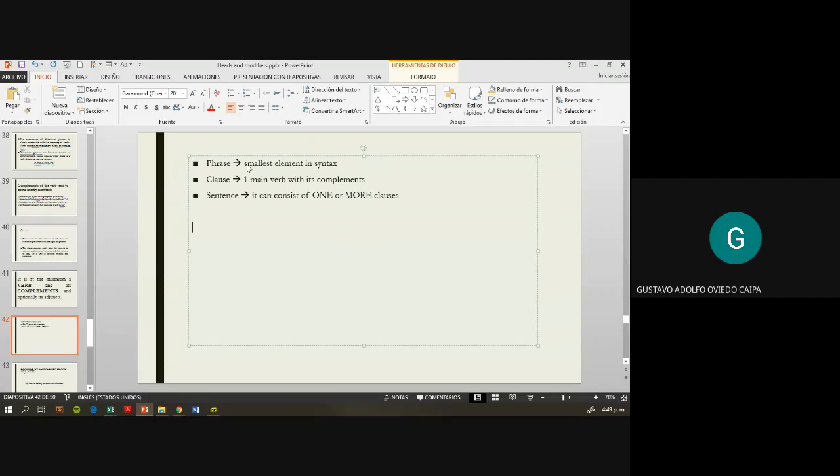For example, if I say something like this, these will be phrases: the dog or the cat. Another phrase will be sleep on the floor or sleep on the couch.